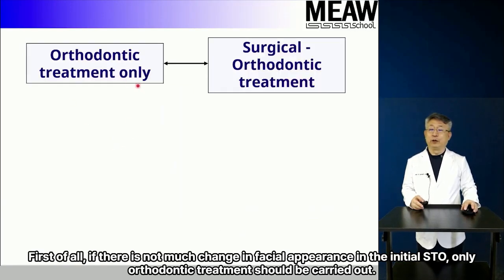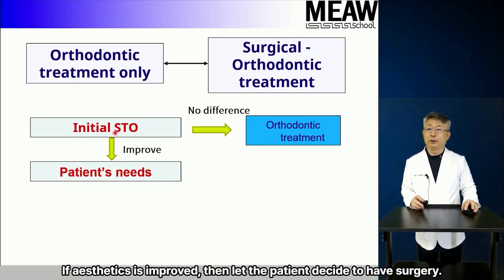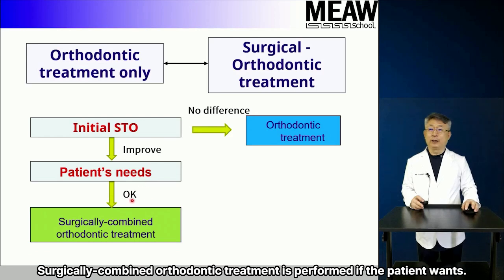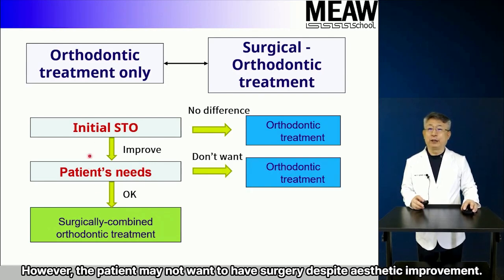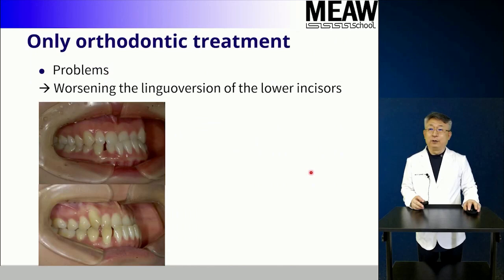First of all, if there is not much change in facial appearance in the initial STO, only orthodontic treatment should be carried out. If aesthetics is improved, then let the patient decide to have surgery. Surgically combined orthodontic treatment is performed if the patient wants. However, the patient may not want to have surgery despite aesthetic improvement. In this case, the patient can be treated with orthodontic treatment only if possible.